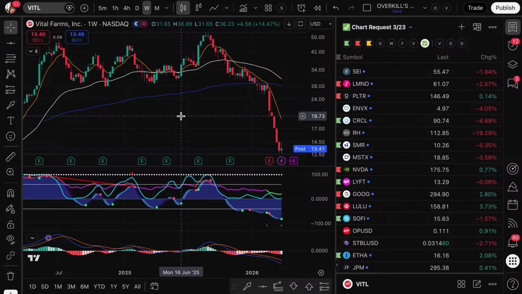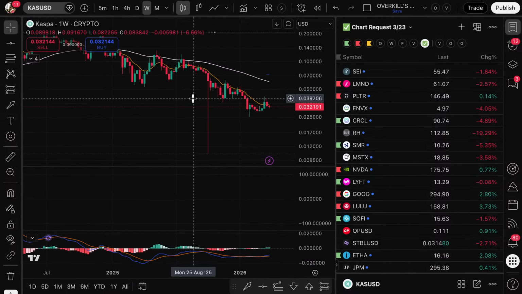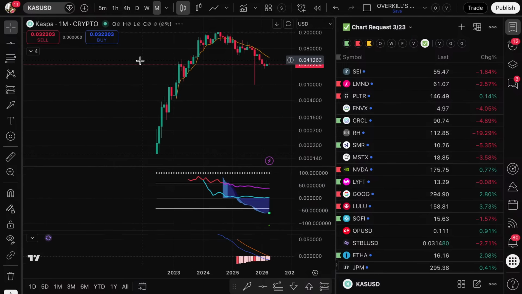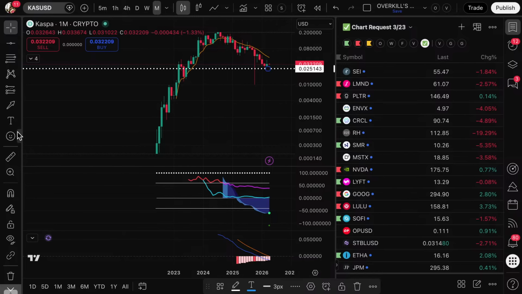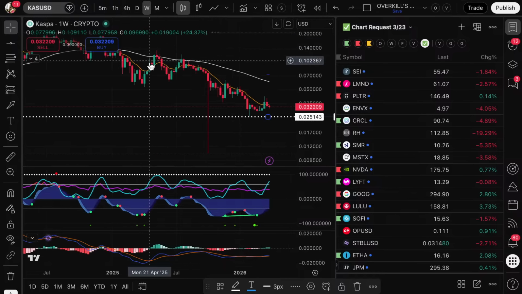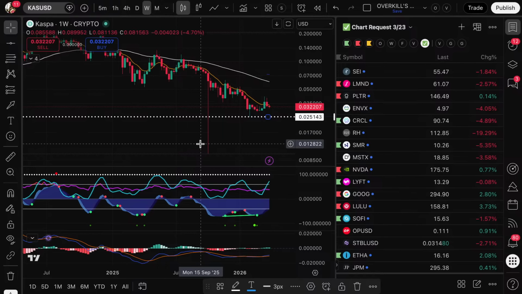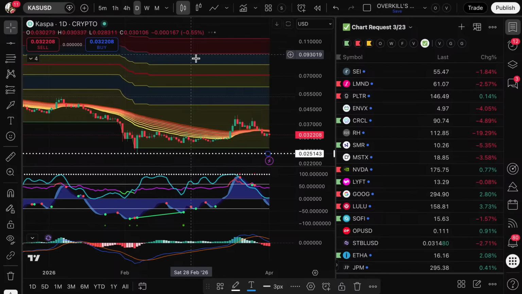I see one for KAS, Kaspa. That one's got the green monthly. Okay, up above 0.025, that looks good. Up above 2.5, that looks good. We need to break out, though. We need to get up over those EMAs.